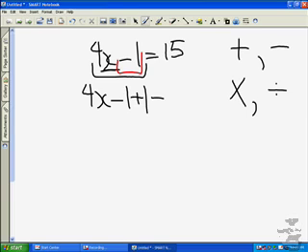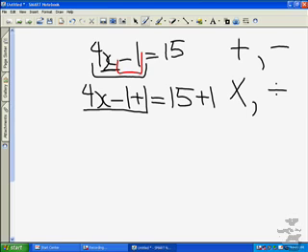Here's where the trick comes in. This is just like working with fractions. It's just like working with integers. What you do to one side, you have to do to the other. So on this side, we added 1, so we also have to add 1 on that side.